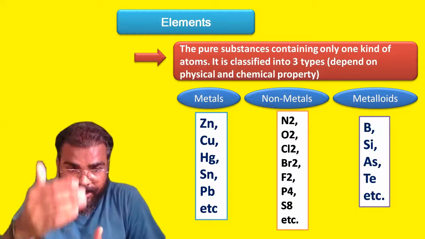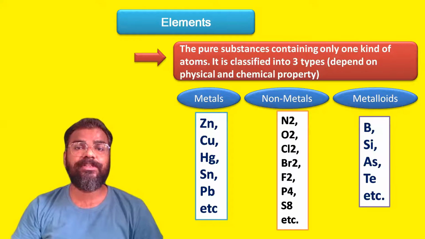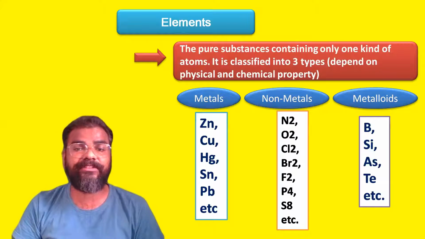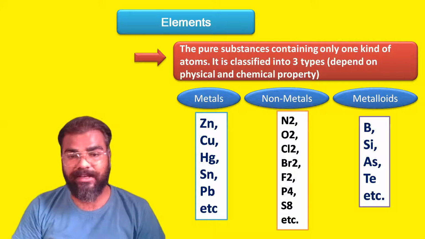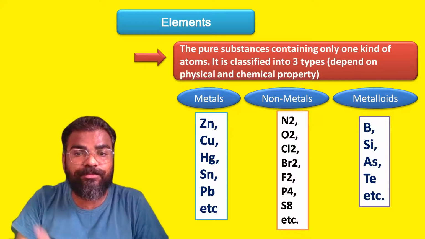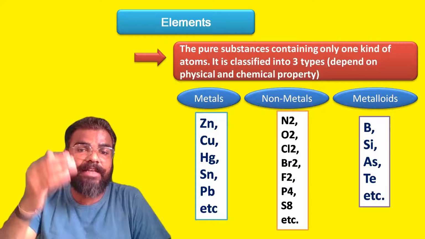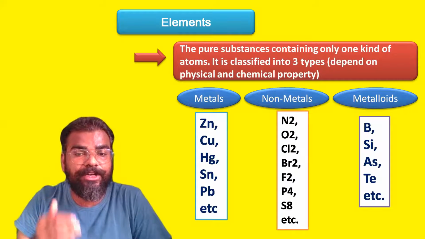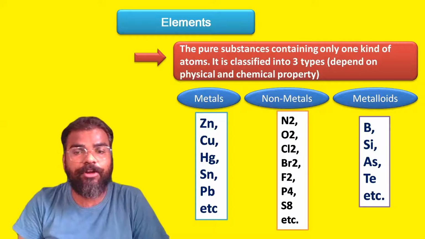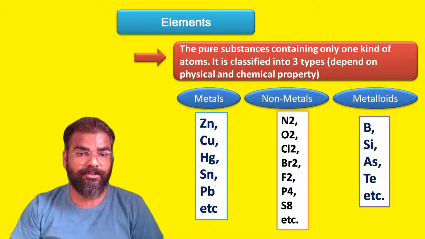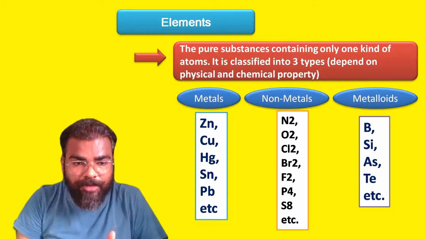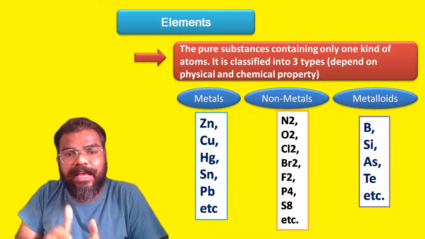For metals, we have a whole list of examples, children. Take any metal, like zinc, copper, mercury, tin, lead, etcetera, iron. Whereas in case of examples of non-metals, you will be having nitrogen, oxygen, chlorine, bromine, fluorine, phosphorus and sulfur. Even other examples of non-metals you can take. So a list of examples of metals, a list of examples of non-metals, and now in the same manner we have the metalloids.